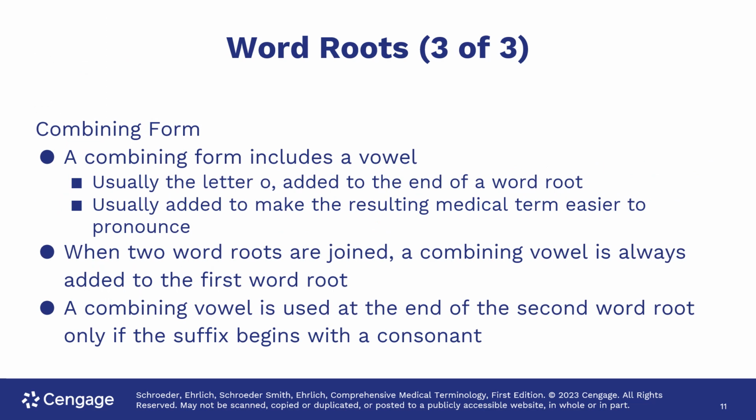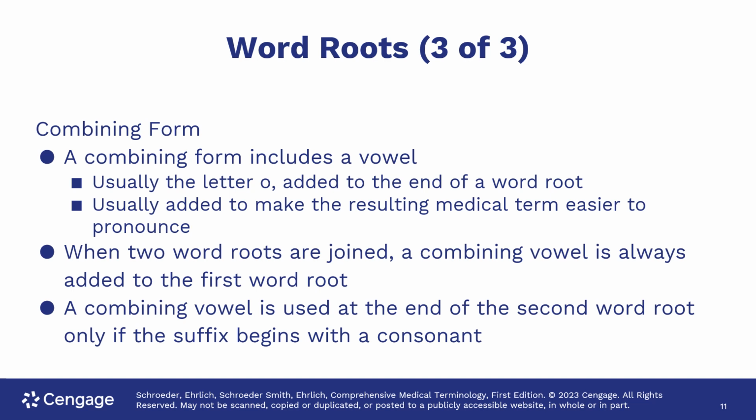The combining form is a vowel, generally the letter O, and it's added at the end of the word root so we can say the word easily. It can join the word root to the suffix, or it can join two word roots together. If two word roots are used, the combining form, or the vowel, is used at the end of the second word root, but only if the suffix starts with a consonant, which makes sense, right? So if the suffix starts with a vowel, why would you put another vowel in the form of a combining form? You don't need it because there's already a vowel there.